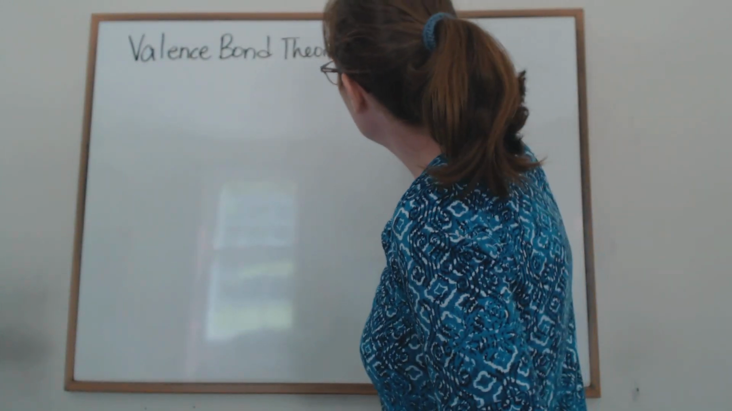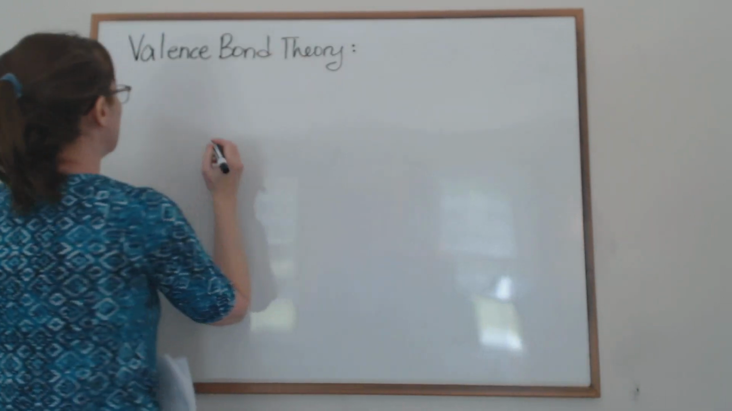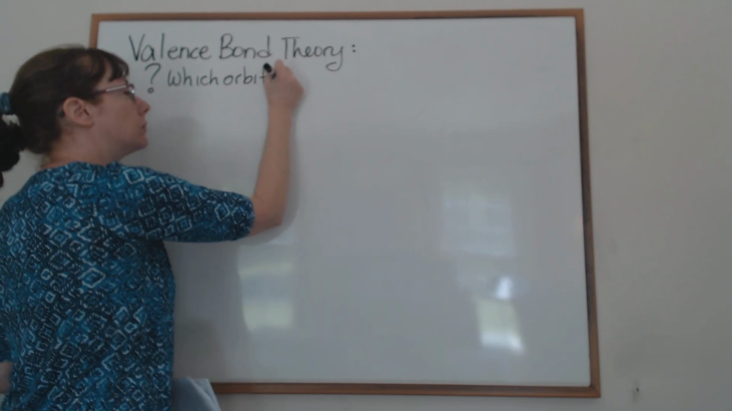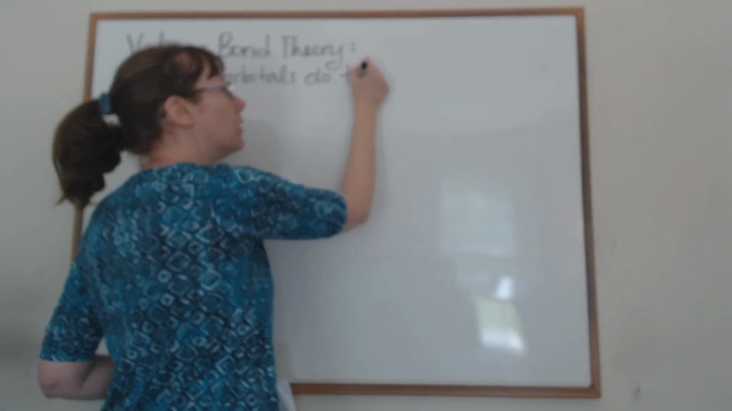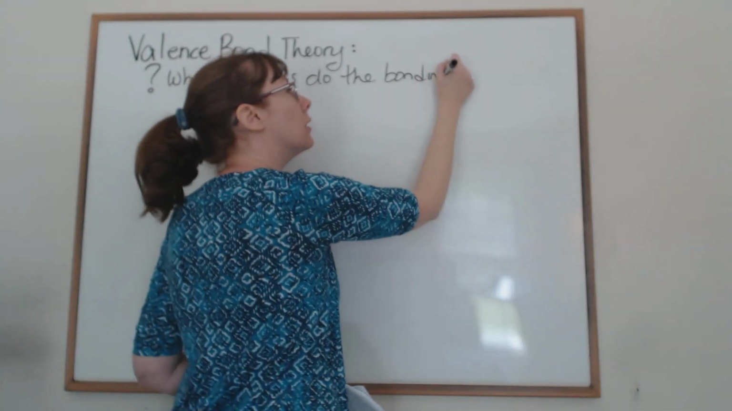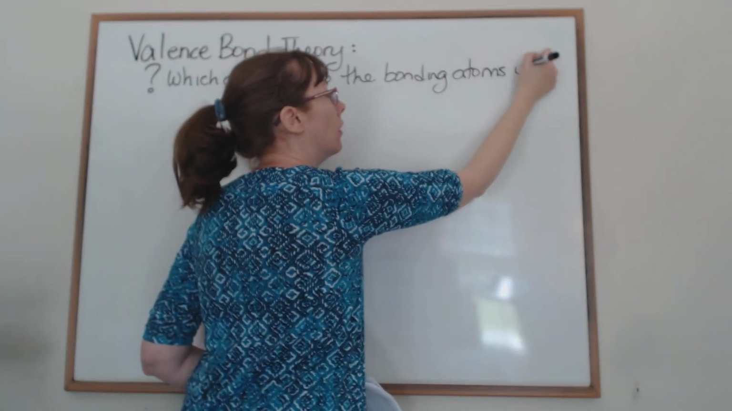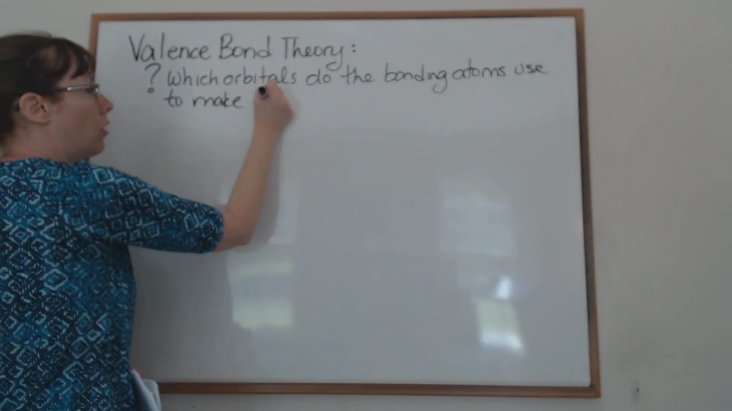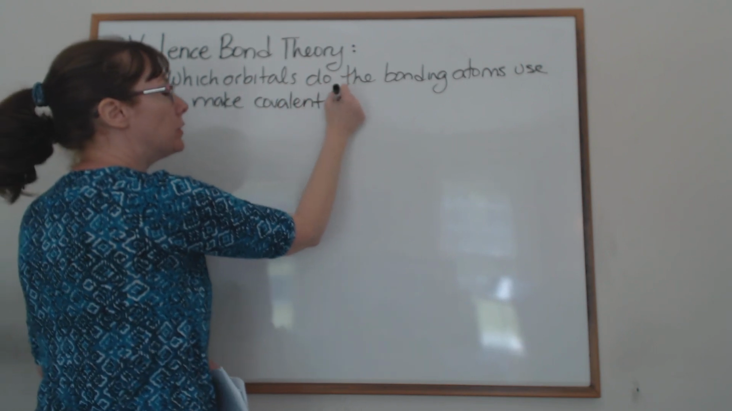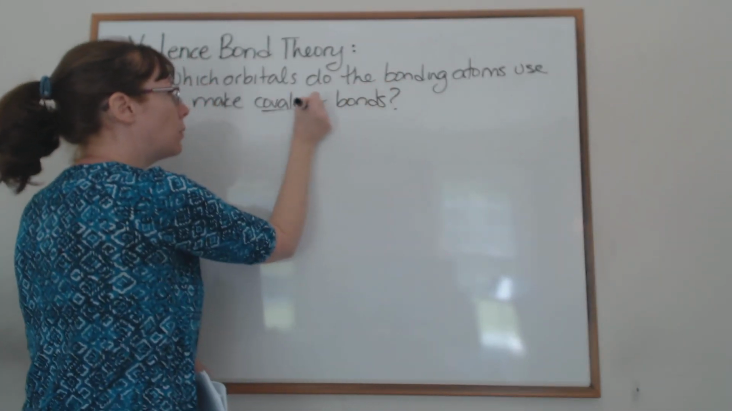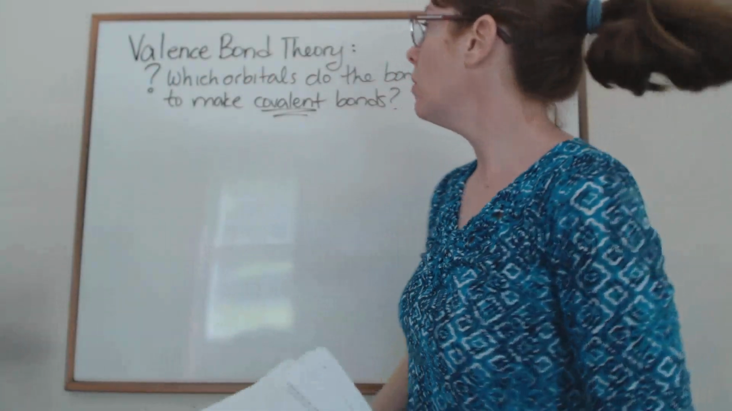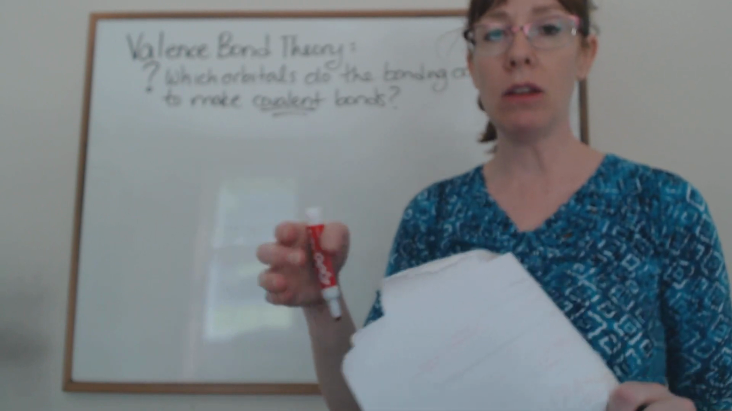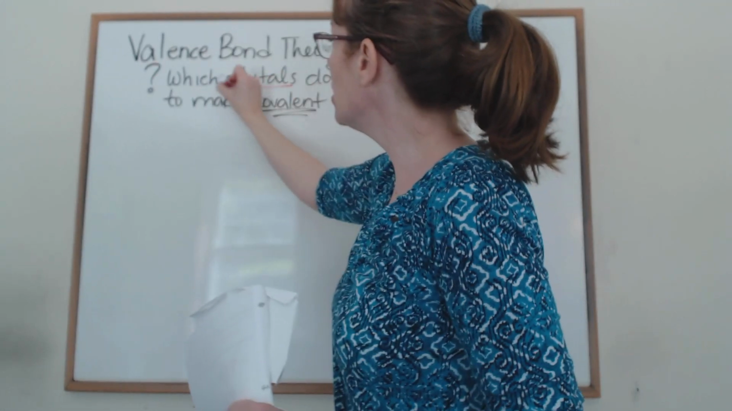So valence bond theory is the most complex theory to analyze chemical bonds. What valence bond theory does is it asks this question: which orbitals do the bonding atoms use to make covalent bonds? I'm going to reduce it just to covalent bonds. That's what we're going to be analyzing, covalent bonds only. So you can see that it's asking a different question than VSEPR modeling. VSEPR modeling was about the bond angles. This is all about, okay, I want to actually know which orbitals.